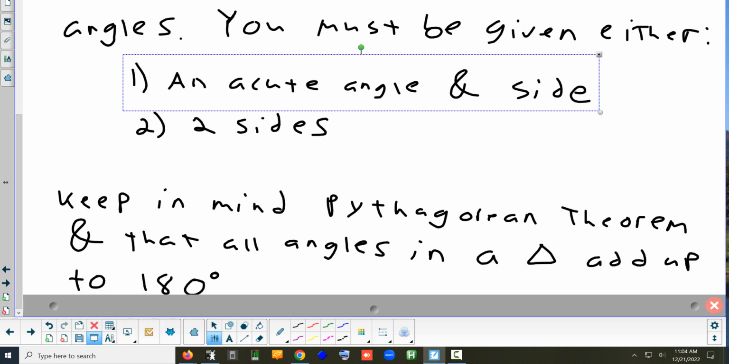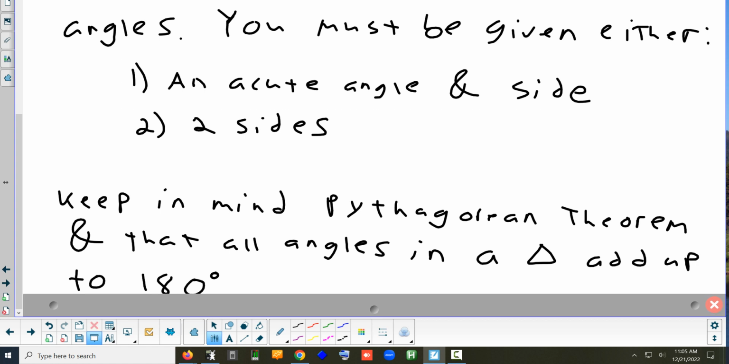So keep in mind Pythagorean theorem, and the fact that when you add up all the angles in a triangle, they have to add up to 180. So if you know 2 out of 3 angles, you should be able to get the 3rd one. Pretty easy. All right. So let's try a few problems where we solve a triangle.